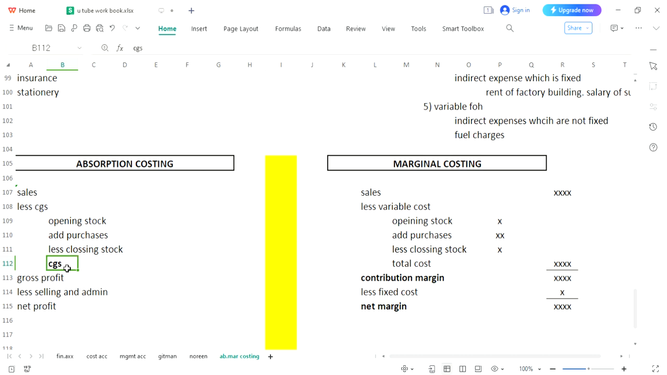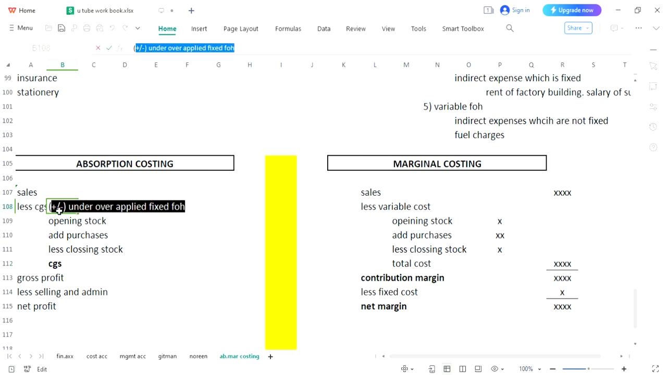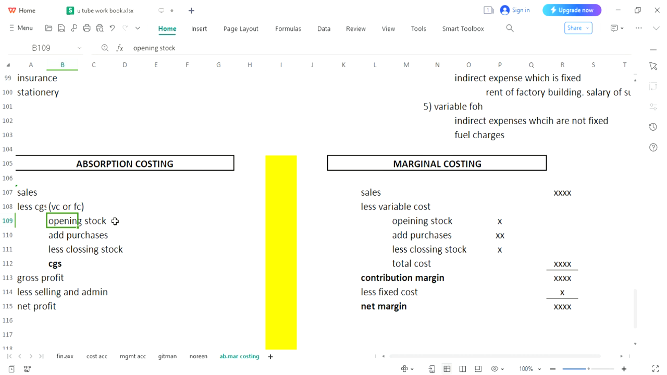All right. So please understand, right now there is no difference between this: opening stock plus purchases less closing stock. But here what is written? Variable cost. And here, cost of goods sold. It means either it is variable cost or fixed cost, everything would be written over here. Both costs are called CGS, so you will not distinguish it.